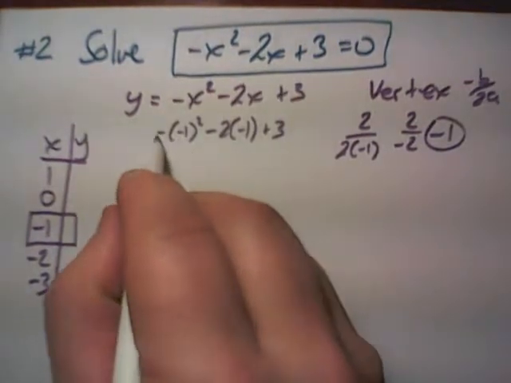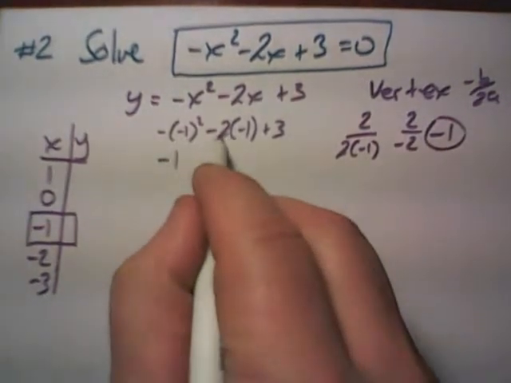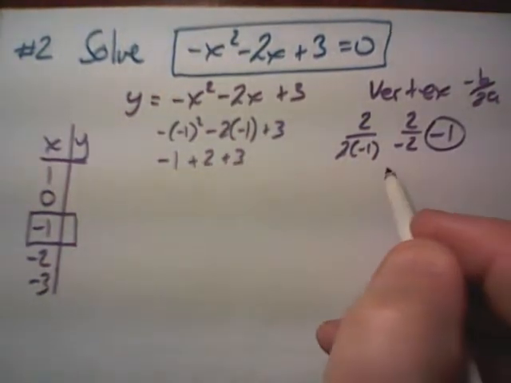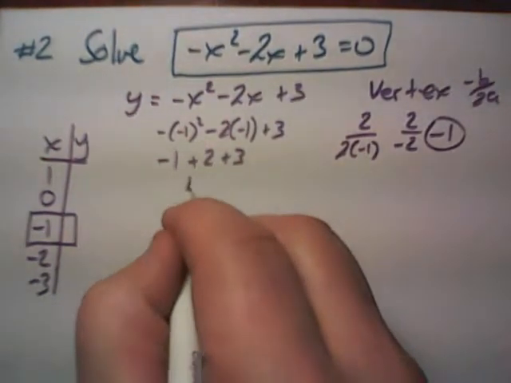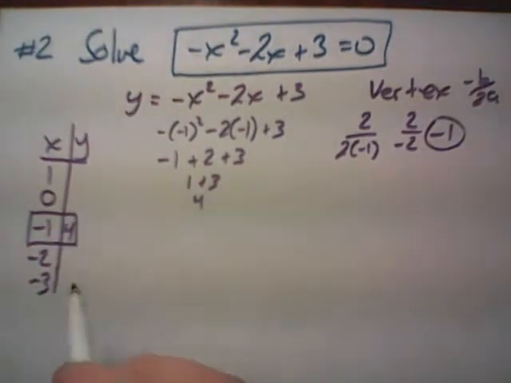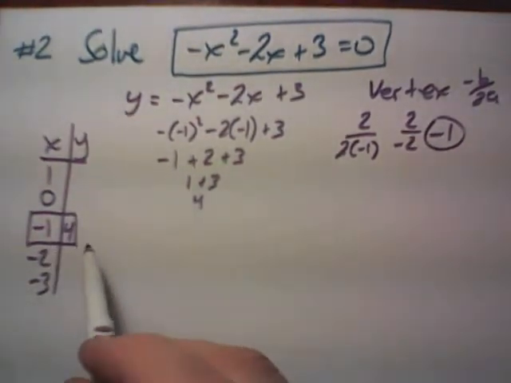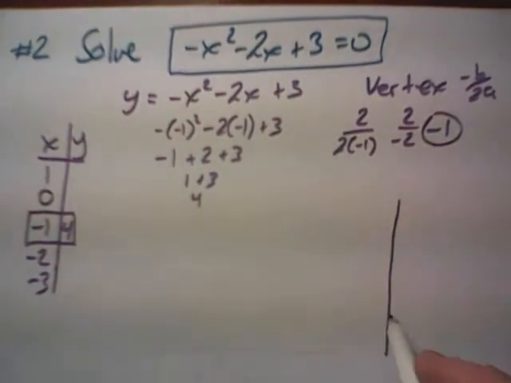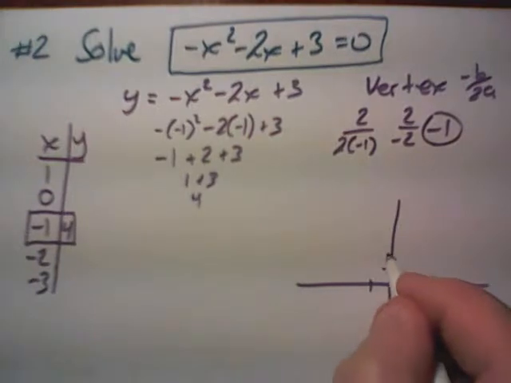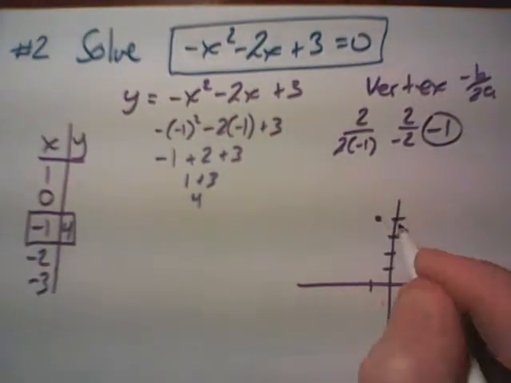So negative 1 squared is 1. But then this negative is going to make it negative 1. Negative 2 times negative 1 is positive 2, plus 3. Negative 1 plus 2 is 1, and 1 plus 3 is 4. Should have left more room there, but it's negative 1, 4. That is my vertex. So when I graph this equation, I want to have a point at negative 1, 1, 2, 3, 4.